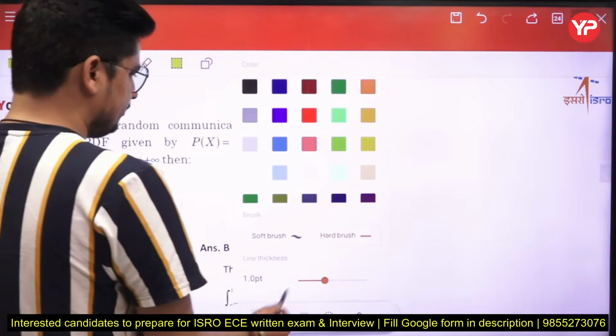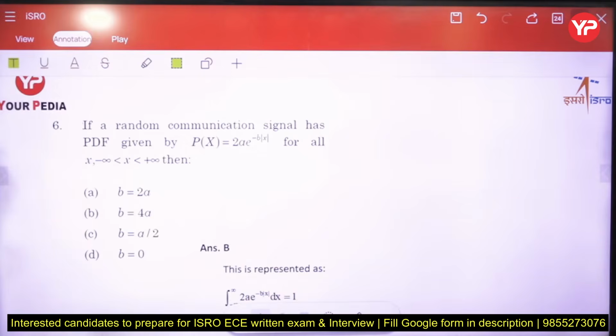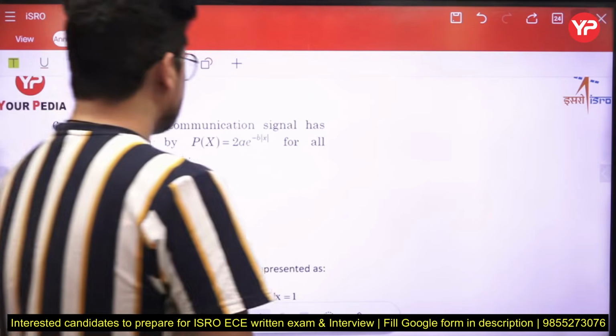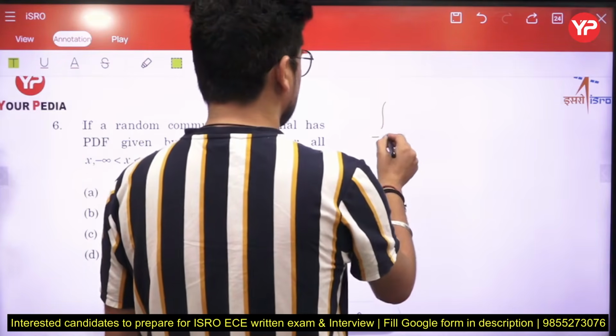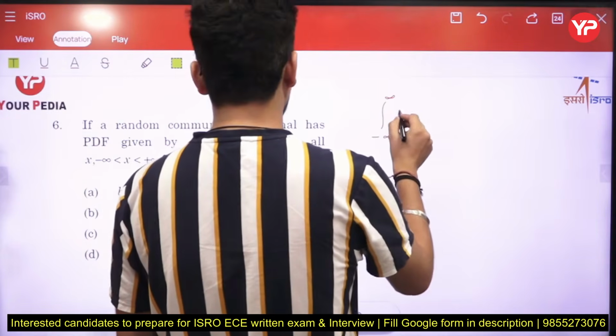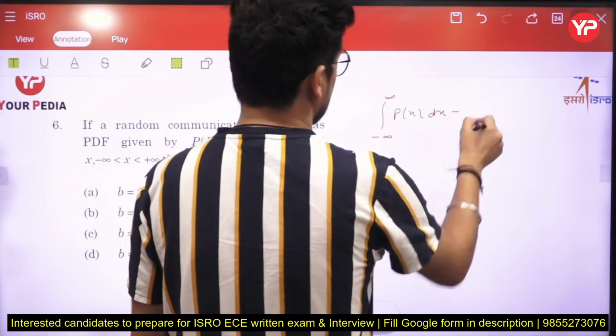Next one is what? If a random communication signal has a PDF, the PDF of the signal is given to you, then we have to find the relationship between A and B. Whenever it is a valid PDF, the integration from minus infinity to infinity of P(x) dx should be equal to 1.